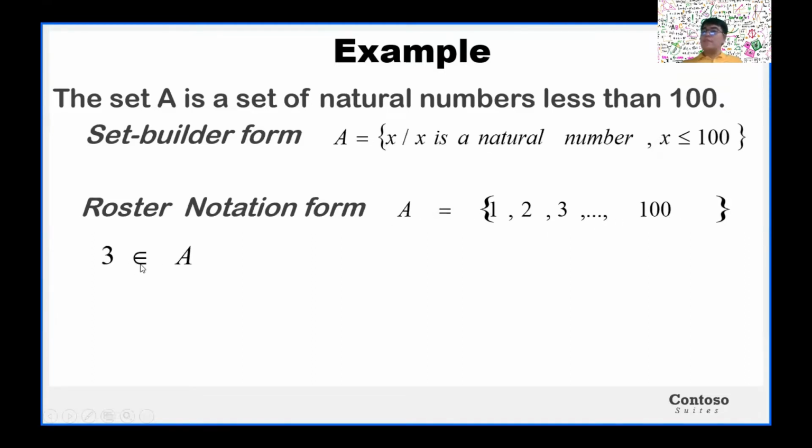So the question is, is 3 an element of A? The answer is yes. 3 is an element of A. It is even mentioned in the roster notation form, and 3 is indeed less than or equal to 100, and 3 is a natural number. Now, is 50 an element of A? The answer is yes. 50 is an element of A because 50 is less than 100. But 101 is not an element of A because 101 is greater than 100.